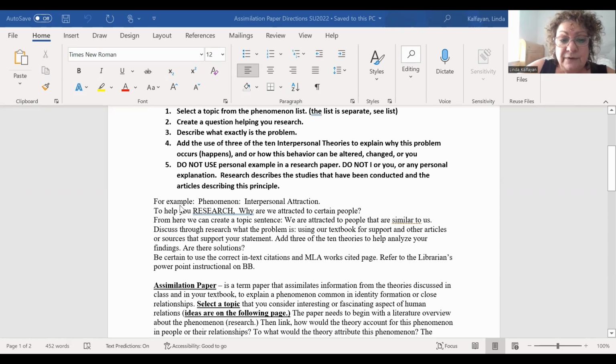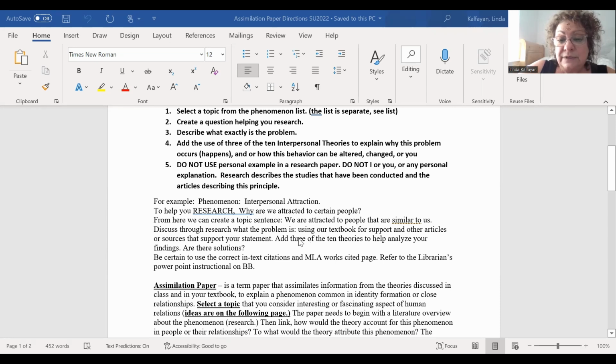So let's go through this. For example, okay, so we picked our interpersonal attraction. Then we came up with a question, so it helps us research. And then for the paper, we have to start off with a very strong topic sentence. So discuss through research what the problem is using your textbook for support and other articles or sources that support your statement. So you may not have enough information for this term paper just using your books. So you are expected to read articles outside of your textbook.